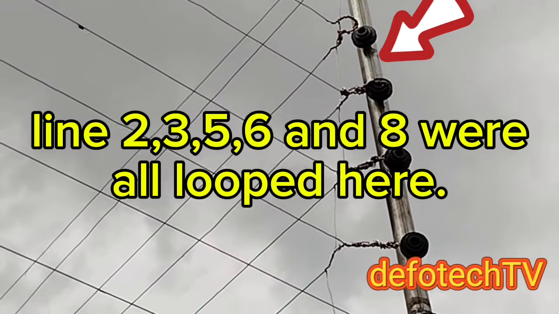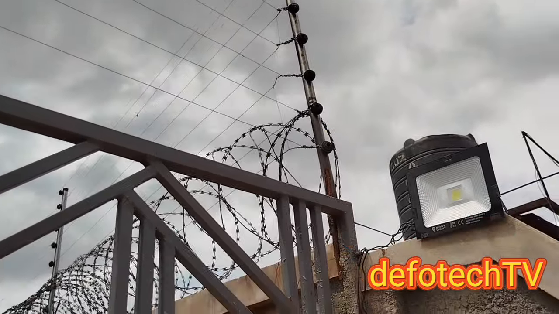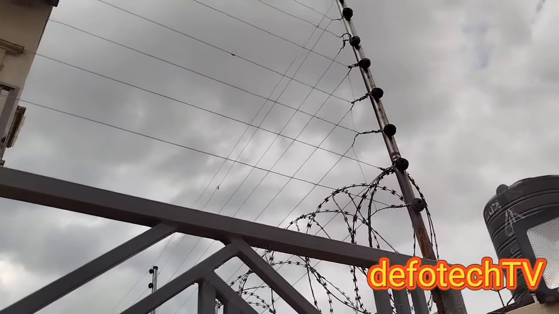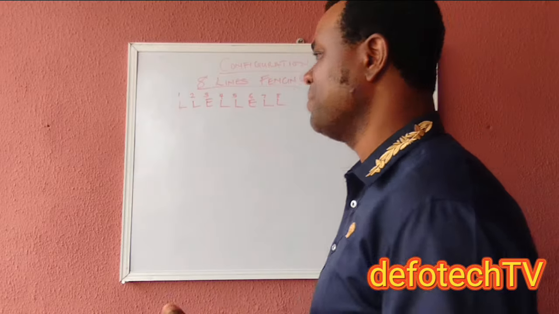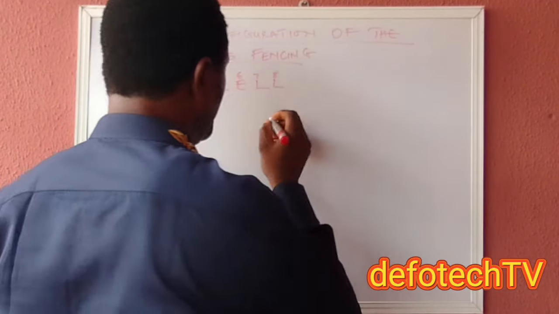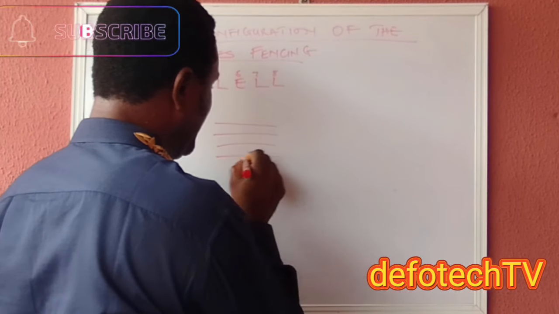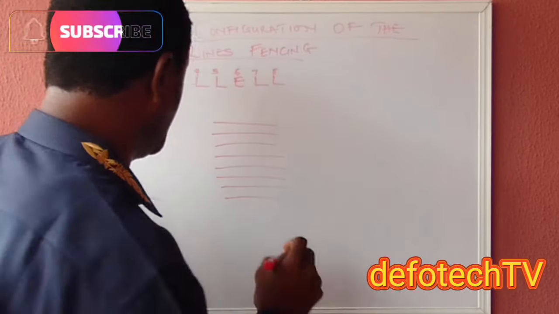This is terrible. See this? This is the edge, an angle pole. Look at how rough this is. Just like somebody just got an energizer. You see the lines like this, maybe 2, 3, 4, 5, 6, 7, 8. This is what they do.